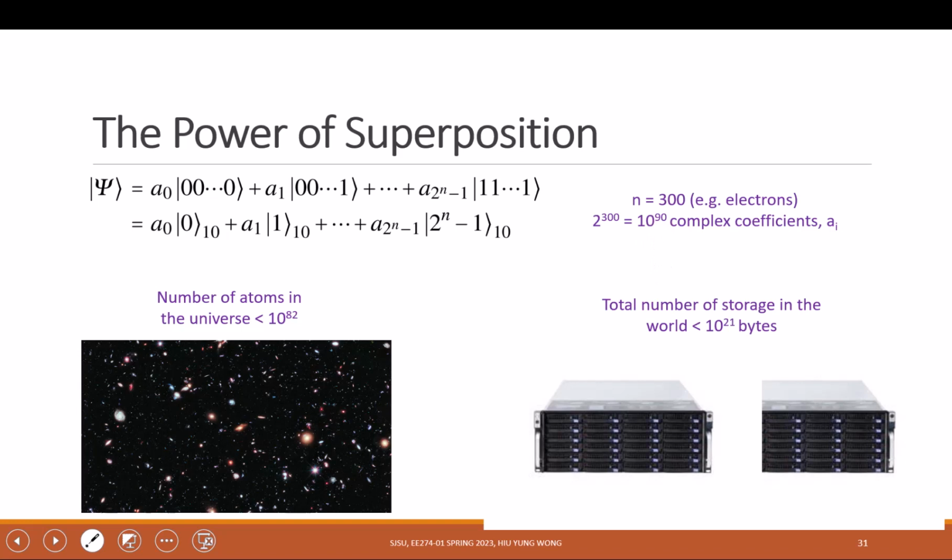How do you describe the state of these 300 electrons? You almost cannot describe that, because in this universe, you only have less than 10 to the power 82 atoms. Even if you could store one complex number in one atom, you cannot store the information of a particular state of 300 atoms. Similarly, you don't have enough storage in the world to store that. This just shows you that superposition is really powerful, because you can have a state which is a superposition of many basis states. Any questions?